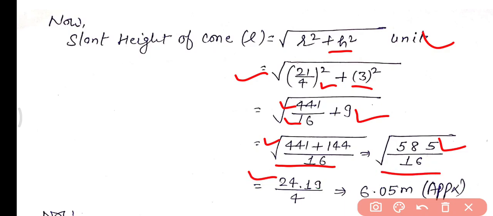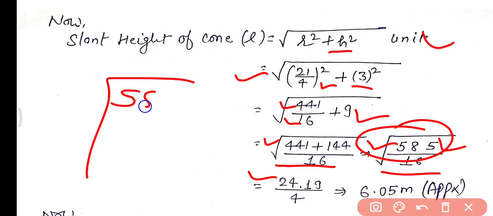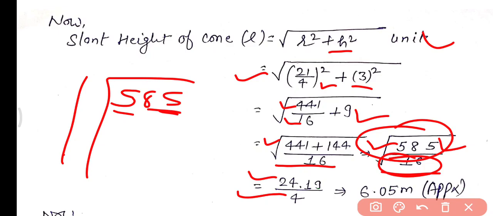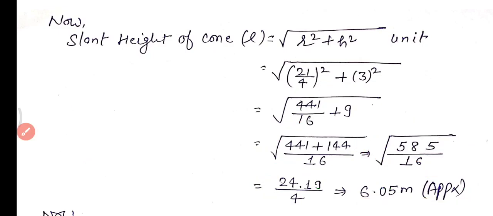and now this will be 585 upon 16, and now the square root of 585 will be 24.19. You can find this by long division method. आप long division method से इसको solve कर सकते हैं, जैसा कि टीचर ने सिखाया, पेयरिंग करेंगे और उसको सिंप्लीफाई कर लीजिएगा. After simplifying you will get 24.19, and the square root of 16 will be 4. So now divide 24.19 with 4 and you will get 6.05 meter approximate. So you get the slant height as 6.05 meter approximately.